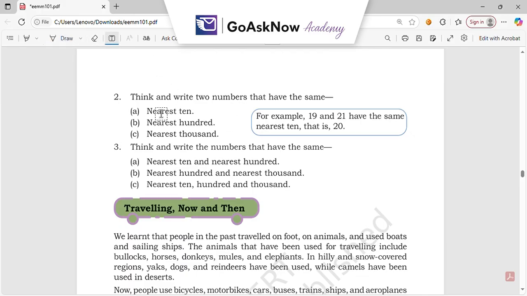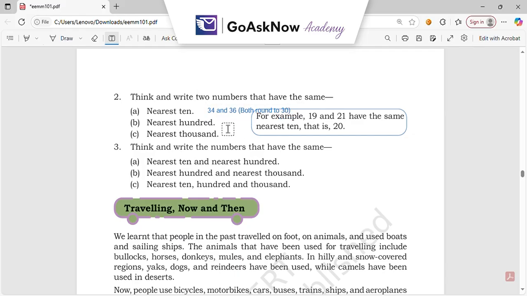Now we have to think and write two numbers that have the same nearest tens. Nearest tens means, suppose we take 24 and 36, which both round to the tens value of 30. Both are rounded to 30.